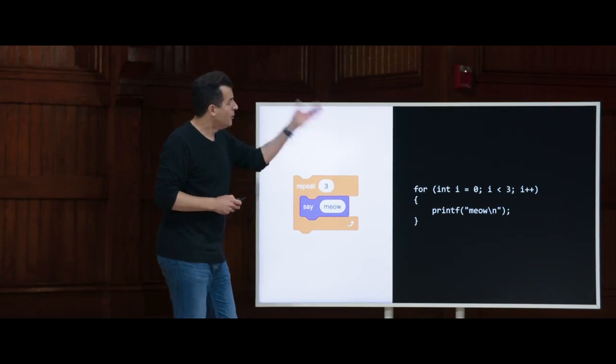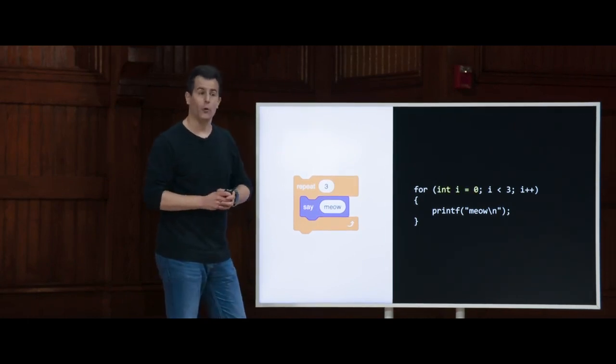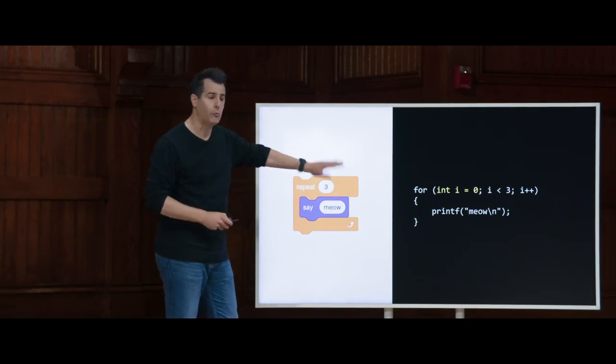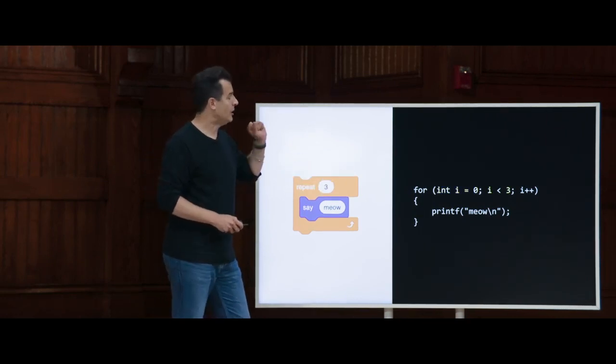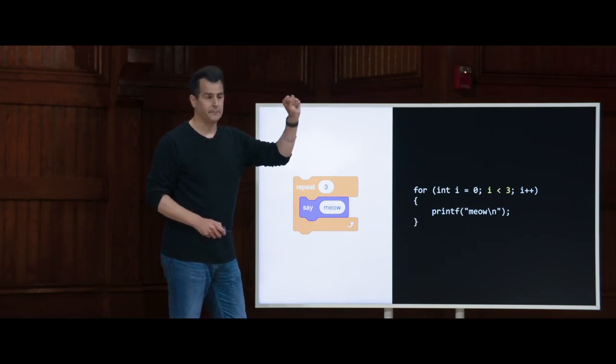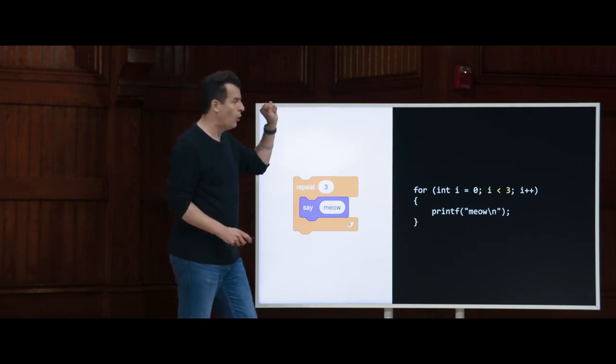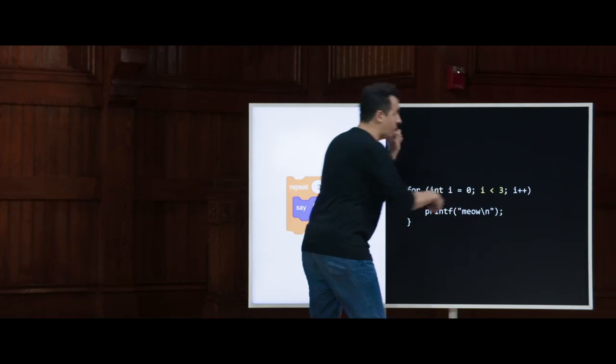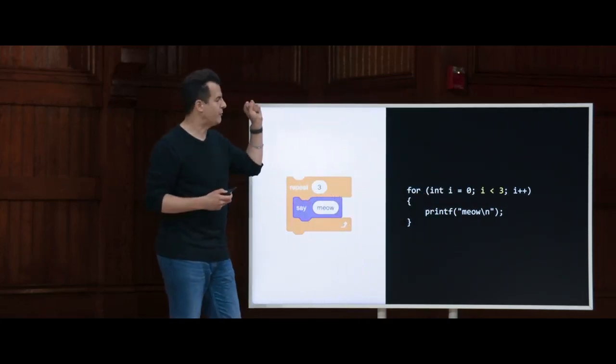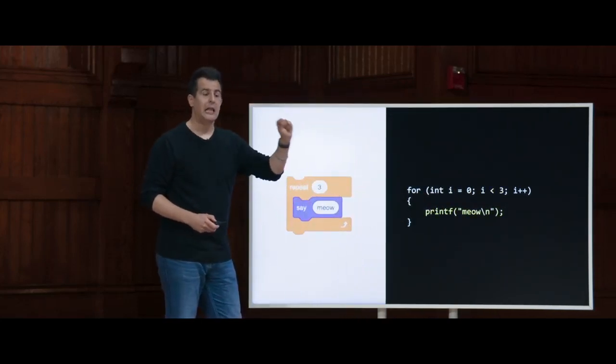How does this work? The first thing that happens is that a variable called i is defined and initialized to the value of 0. That happens once and only once. Then we check the condition. Is 0 less than 3? Obviously, yes. So now we don't do the plus plus yet. We go into the loop. And this is where the for loop's a little confusing at first. We print out meow. Then what happens?